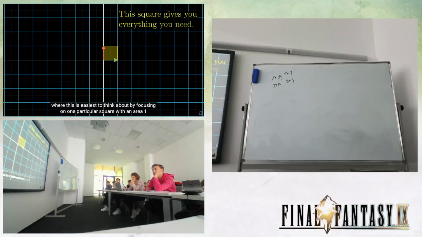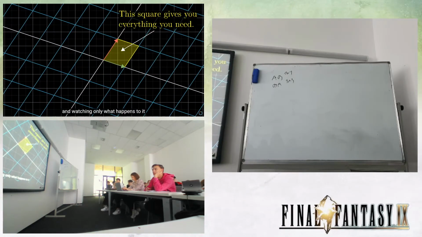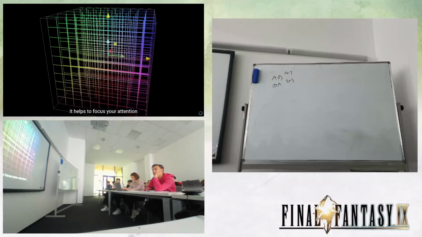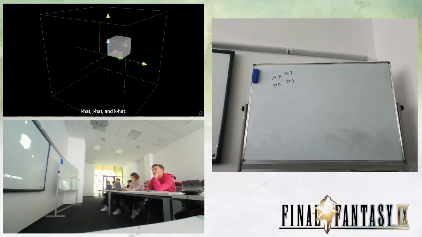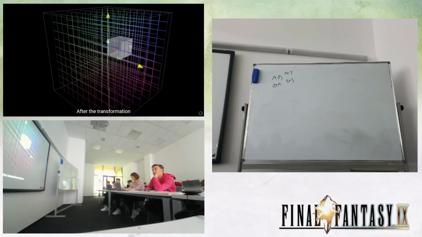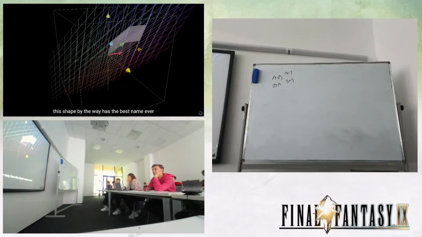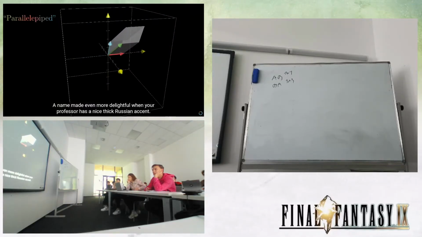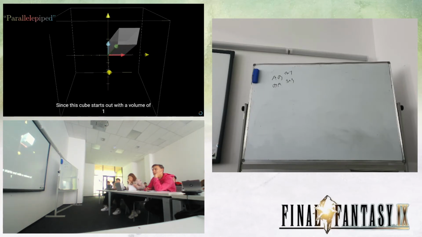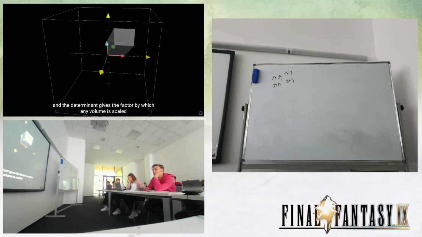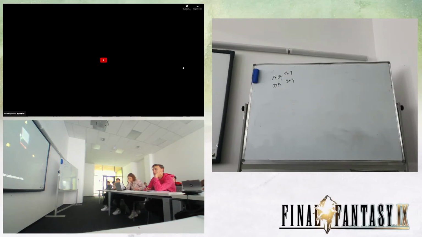Just as in 2 dimensions, where this is easiest to think about by focusing on one particular square with an area 1 and watching only what happens to it, in 3 dimensions, it helps to focus your attention on the specific 1 by 1 by 1 cube whose edges are resting on the basis vectors i hat, j hat, and k hat. After the transformation, that cube might get warped into some kind of slanty cube. This shape, by the way, has the best name ever, parallelepiped, a name that's made even more delightful when your professor has a nice thick Russian accent. Since this cube starts out with a volume of 1, and the determinant gives the factor by which any volume is scaled, you can think of the determinant simply as being the volume of that parallelepiped that the cube turns into.